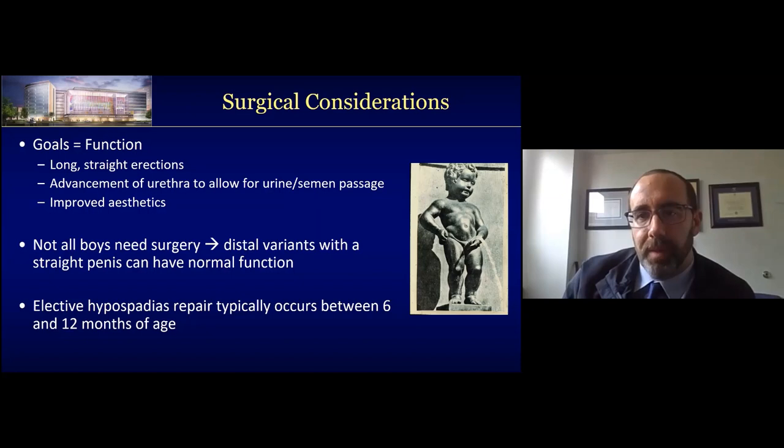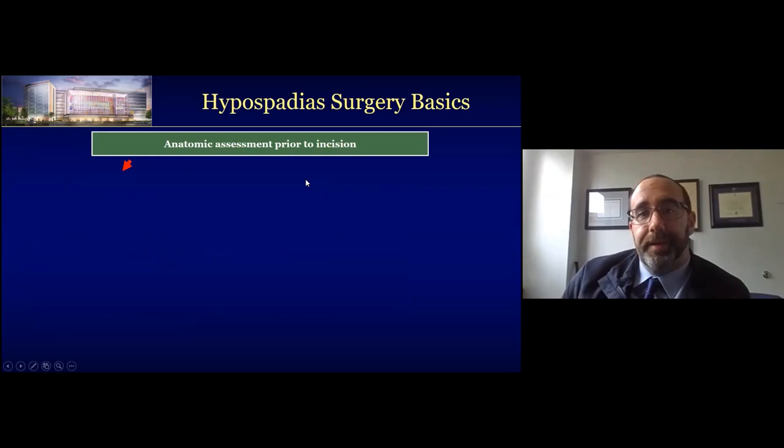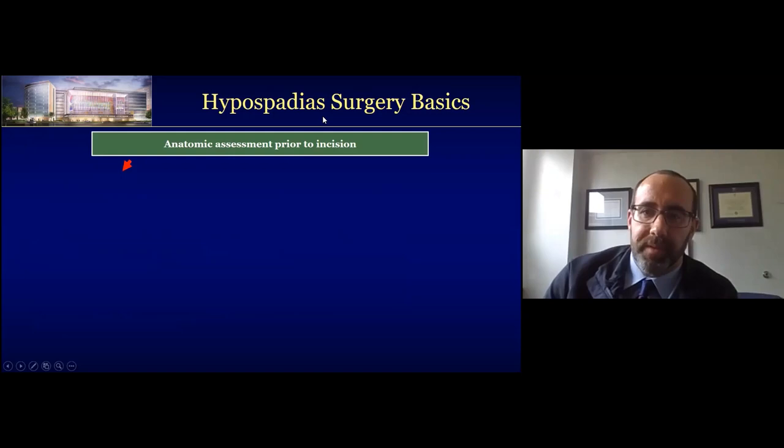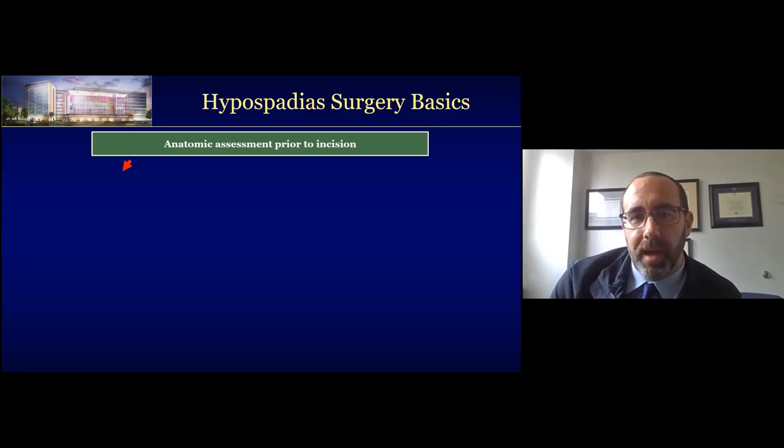So, an outline of hypospadias surgery basics. A real pared-down version of what we're doing in the operating room. We have this first box, an anatomic assessment prior to incision. The initial assessment is obviously in the office, just trying to get a general gauge of what's going to happen in the operating room, whether you think it's going to be a one-stage repair, two-stage repair, et cetera, so you can counsel the family appropriately.